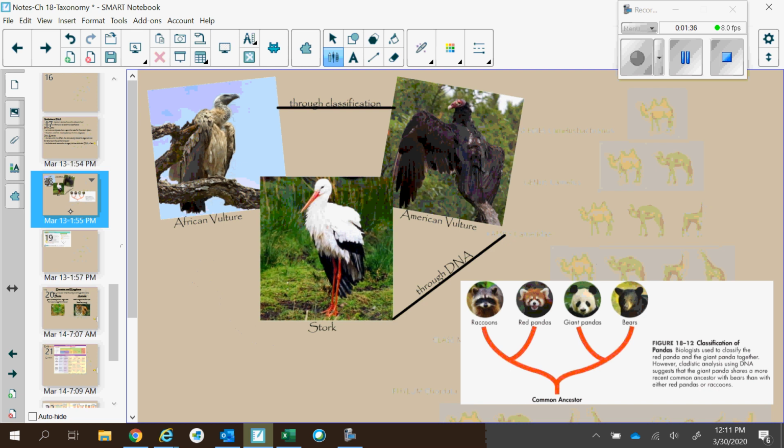Similar relationships exist down here in the pandas and some of the bear species. The raccoon is, by phenotype, more closely related to the red panda than the giant panda is to bears. And the problem with this is the naming of the panda bear and the red panda. The red panda is more of a raccoon. It shouldn't be called a panda at all. And that's one of the issues with the naming system and using common names. So I had to recap that for you.